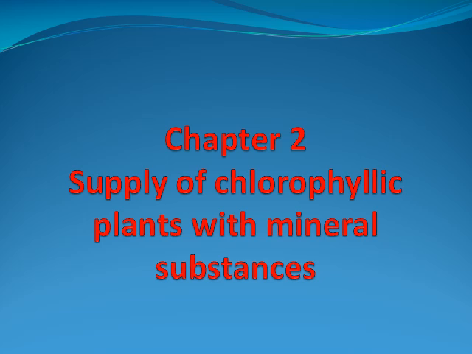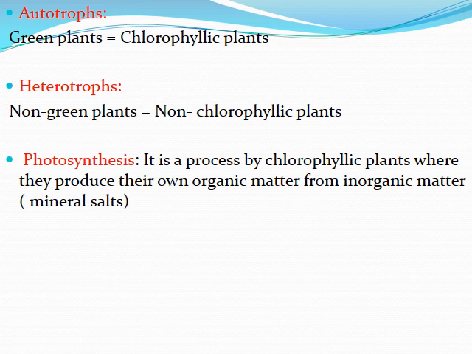Supply of chlorophyll plants with mineral substances. So autotrophs are green plants, chlorophyll plants, while heterotrophs are non-green plants, non-chlorophyll plants. What is the meaning of photosynthesis? Photosynthesis is a process through which chlorophyll plants can produce their own food by using inorganic matter. They use the mineral salts.